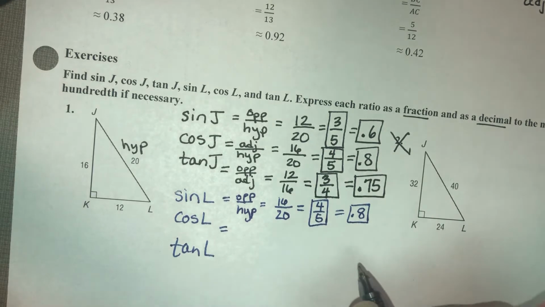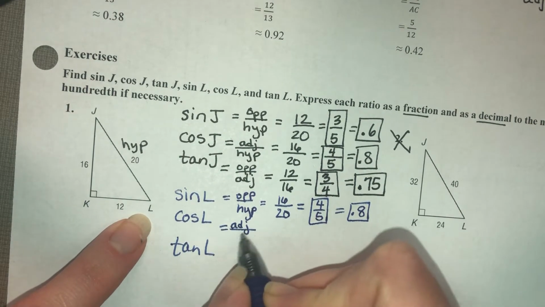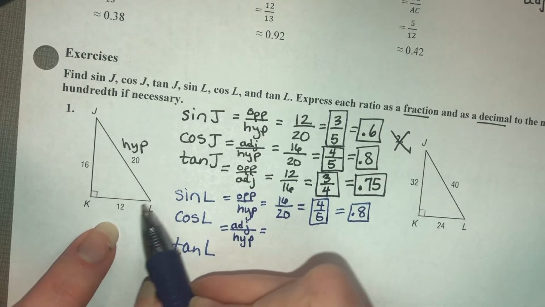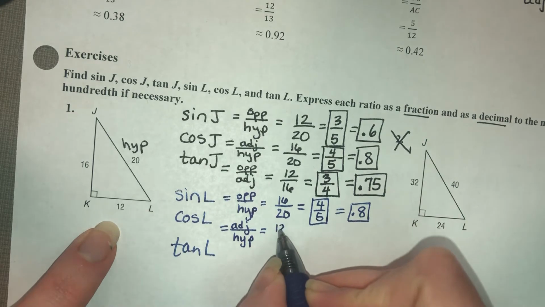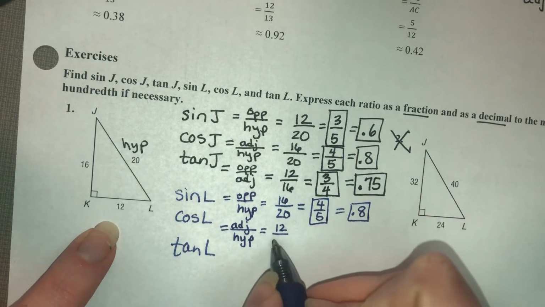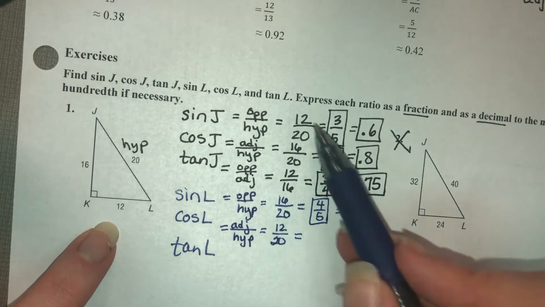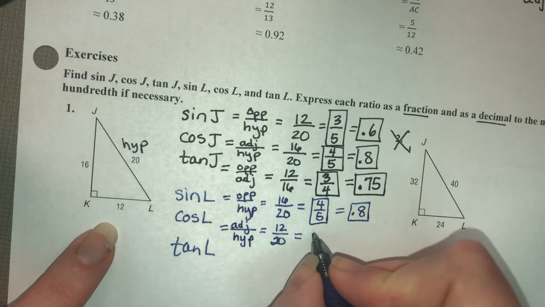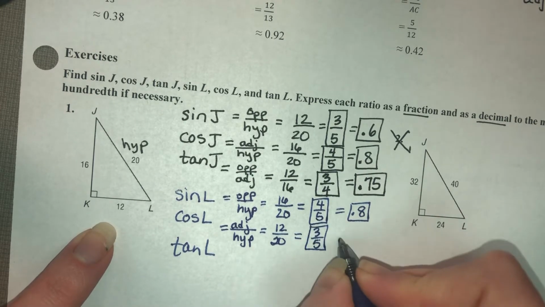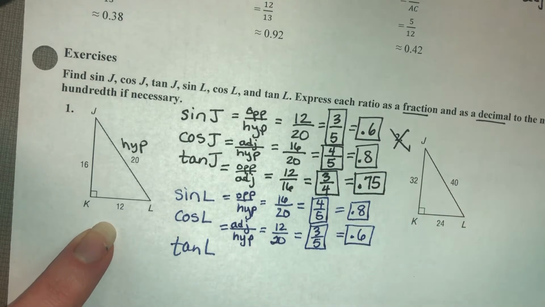Now for the cosine of angle L, this is equal to the adjacent side over the hypotenuse. The side that is adjacent to angle L is 12. That's the side that it is touching but is not the hypotenuse. And the hypotenuse is still 20. And we did this fraction 12 over 20 up here. So that's going to simplify to 3/5 as a fraction, and the decimal equivalent is 0.6.